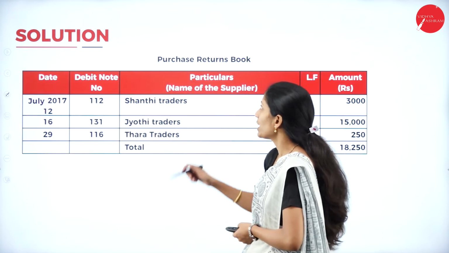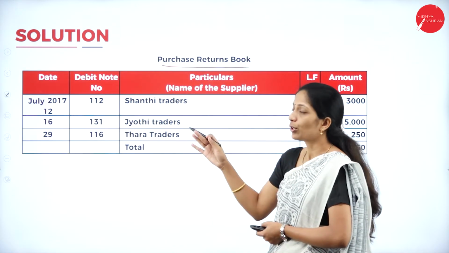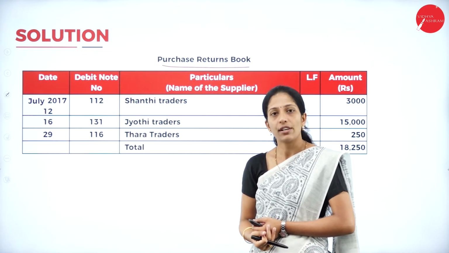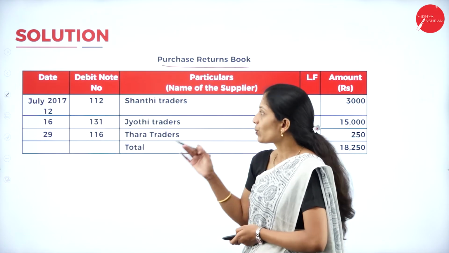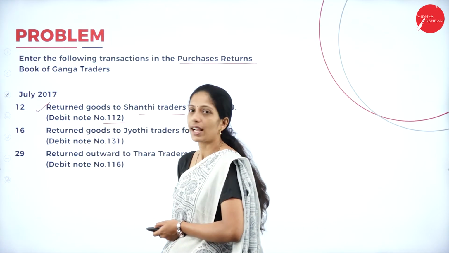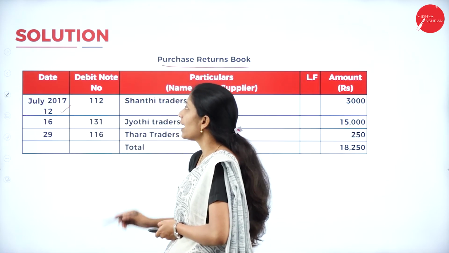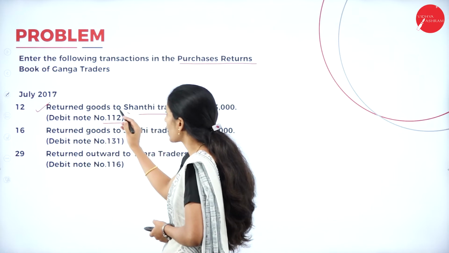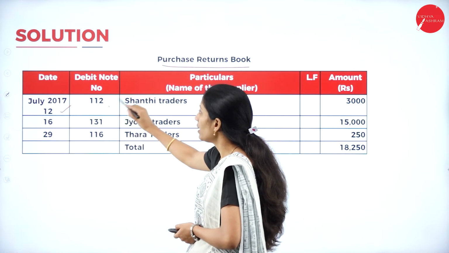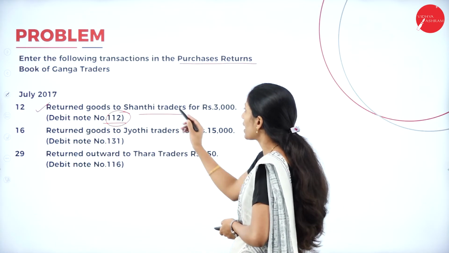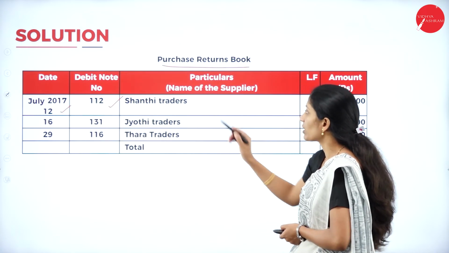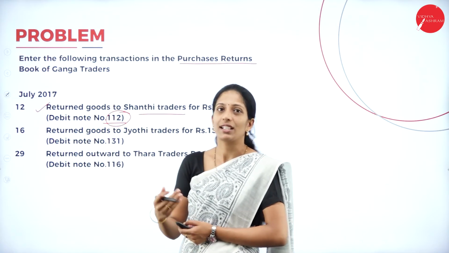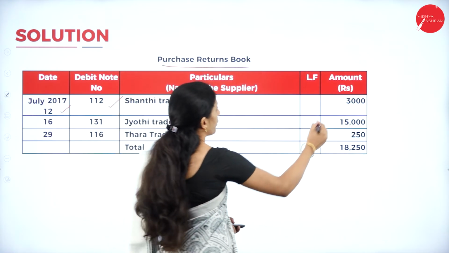So go through the solution, write the heading purchase returns book. You know the format, date, debit note number, name of the supplier, ledger folio as well as amount. So what is the first date? That is 12th July 2017. So write the date and debit note number. So in this problem they have given the debit note number. So write that debit note number 112. And what is the name of the supplier? Shanti Traders. So name of the supplier is Shanti Traders and the amount is 3,000. So write the amount in the amount column, 3,000.